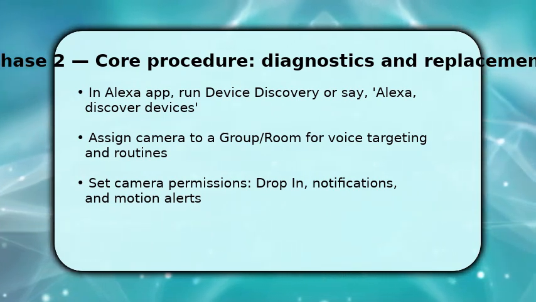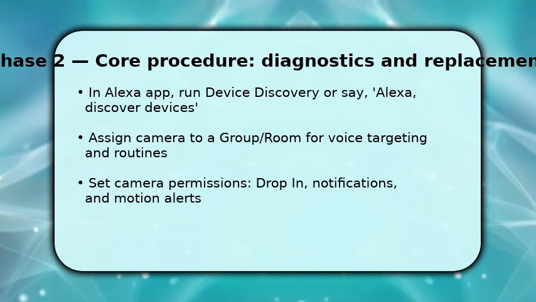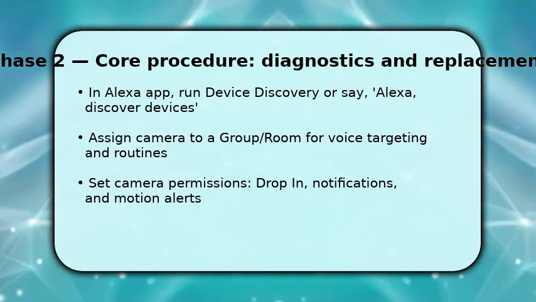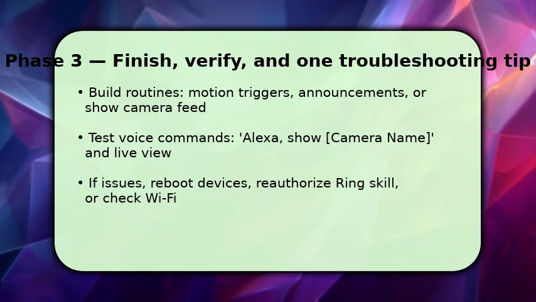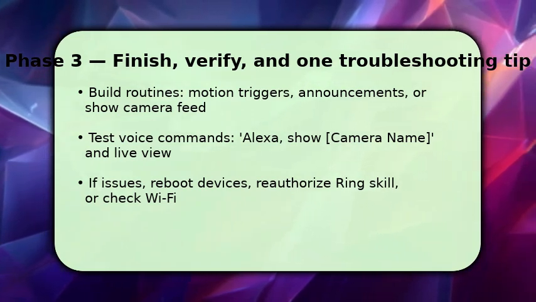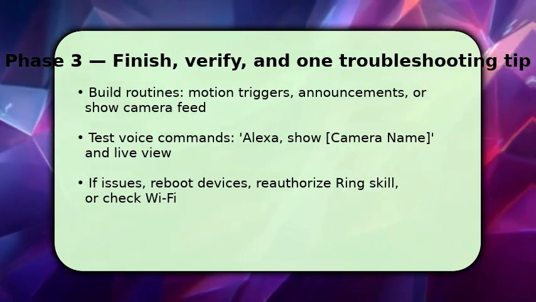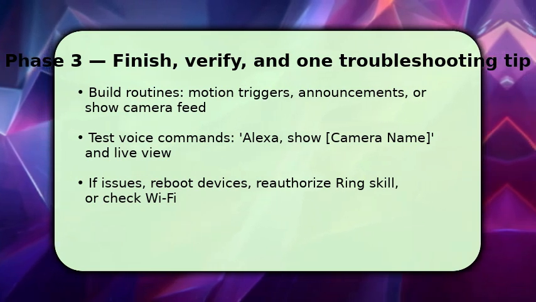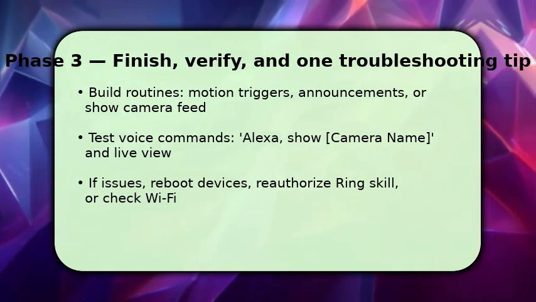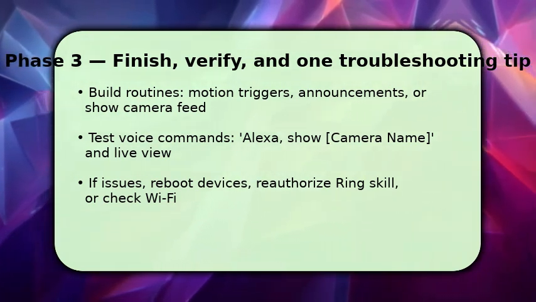Finish by creating routines and testing control. In Alexa, build a routine that uses motion from Ring as a trigger, then add actions like announcements or show the camera feed on Echo Show. This automates responses. Next, test voice commands such as, Alexa, show front door, and confirm live view and audio work.